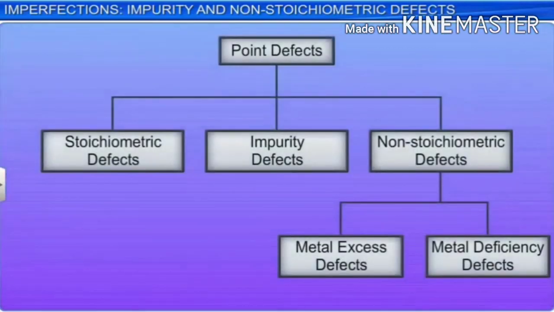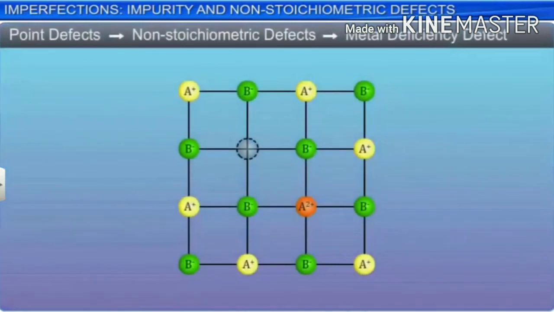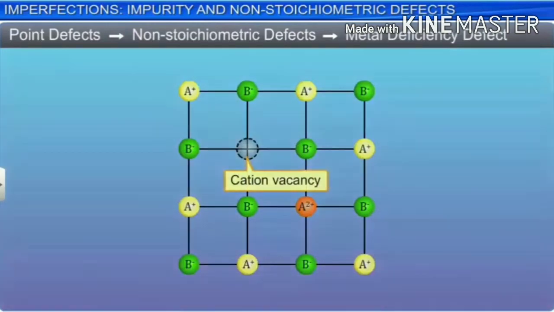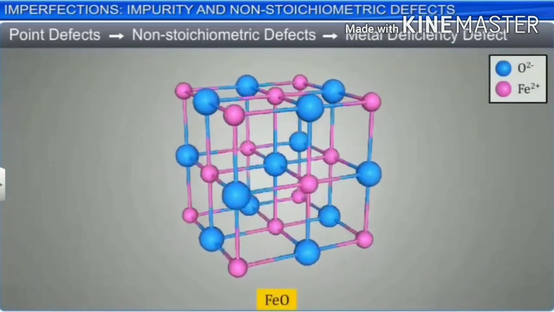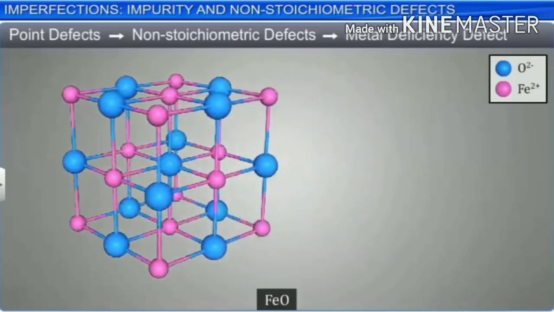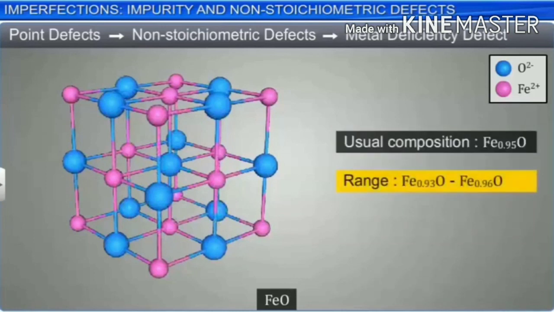The other class of non-stoichiometric defect is metal deficiency defect. This defect may arise due to cationic vacancies. It occurs when positive ions are missing from the crystal lattice. A typical example of this type is FeO, which is mostly found with a composition of Fe0.95O. It may actually range from Fe0.93O to Fe0.96O.